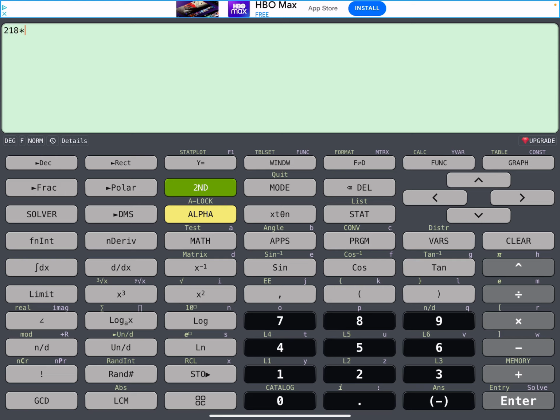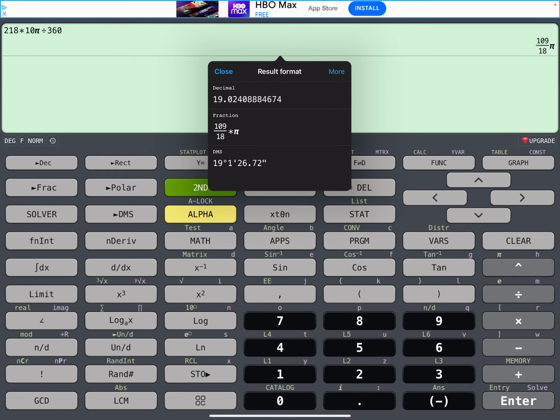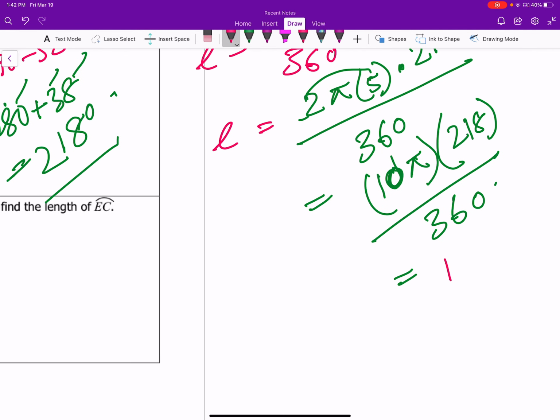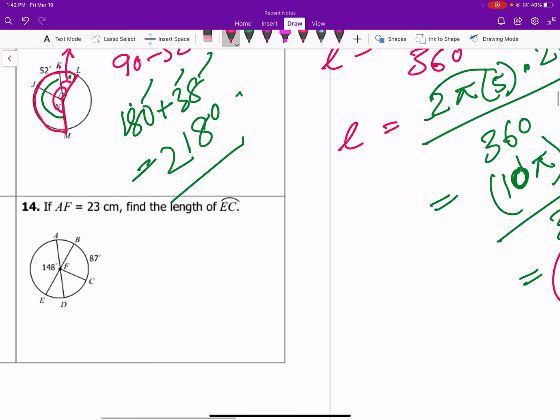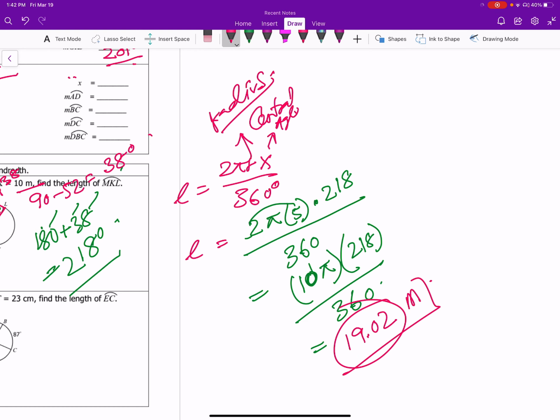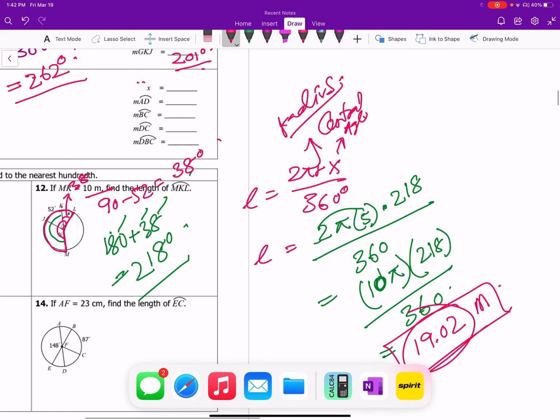218 multiplied with 10 pi, and that should be divided by 360. So I have this. Let's see what it comes to. 19.02. So I say this guy is 19.02. That's it. And if there is any unit, that's what's given. Meters. So I say this length is 19.0 meters to 1 decimal. That's it. Got it?